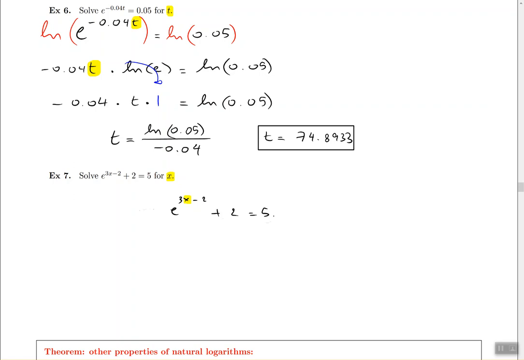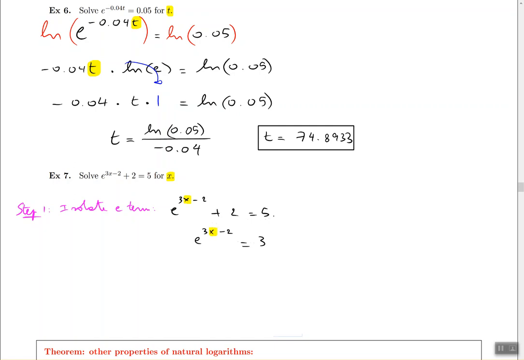So step 1 in the problem is to isolate the e. We would like the problem to have this term by itself. So step 1 is isolate exponential. To isolate the e term, all we have to do is subtract 2 from both sides, and we end up with e to the power of 3x minus 2 equals 5 minus 2, which is now 3. So this is how we isolate the term, and now keep in mind we're still looking for x.